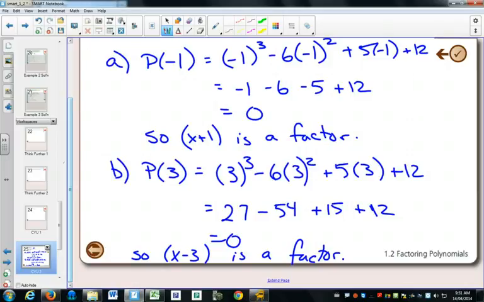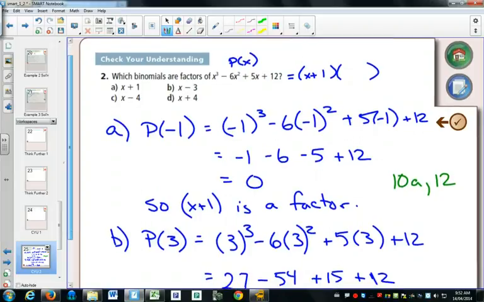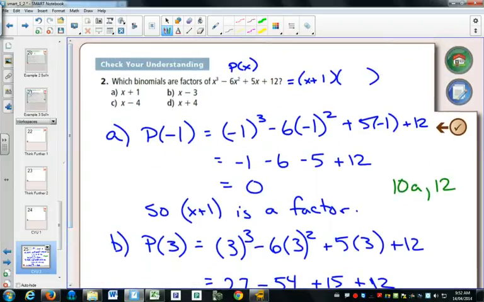Once we've got our answers for all of them, we are going to write out the final answer. The ones that you can do from your textbook are 10A and 12. And I can tell you right now, looking at the original question, since it's an x cubed, we have already found out 2 of the factors. We found out one of the factors was x plus 1. We found out the other factor was x minus 3.